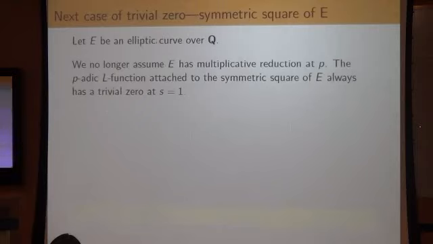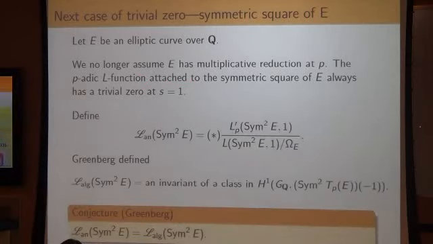Okay, so now for my last slide, I just want to give a preview of my talk on Friday, which is the next case that you would think of for a trivial zero. If you have any elliptic curve over Q, you don't need to assume that it has multiplicative reduction at p. Instead, in fact, assume it has good reduction at p. That's fine. The p-adic L-function associated to the symmetric square of E always has a trivial zero at s equals 1. Okay? So you can define an analytic L-invariant: there's a trivial zero, so you ask for the derivative, and just as in the other case, you divide out by this algebraic number, which is the algebraic part of the classical value at 1.